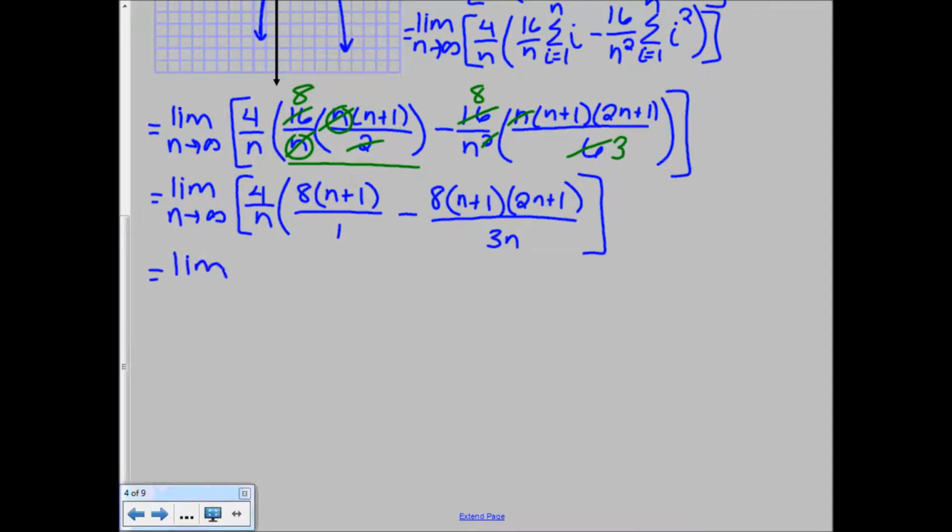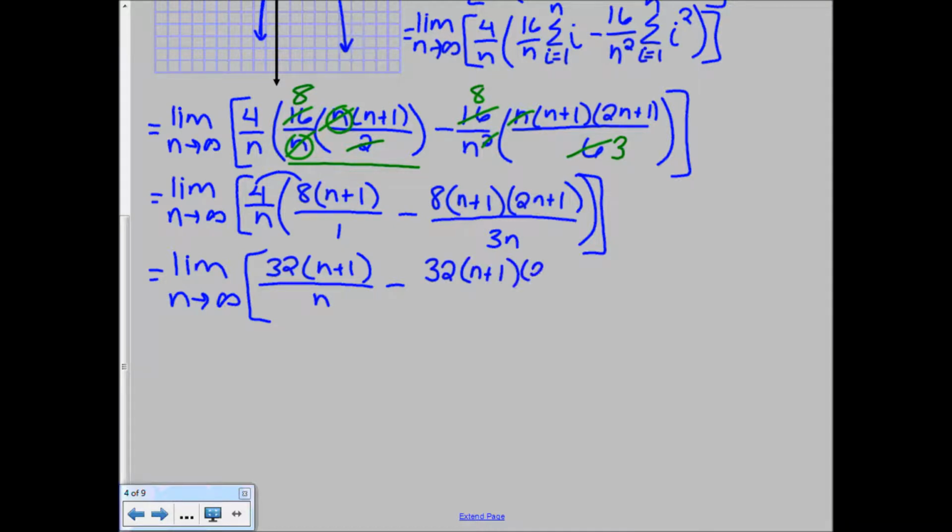So now we're going to have the limit as n goes to infinity. And we're going to multiply in our 4 over n now. Whoops, forgot that n parenthesis there. So if we multiply this 4 over n into this first, we're going to get 32 times n plus 1 over n, minus 32 times n plus 1 times 2n plus 1 over 3n squared.